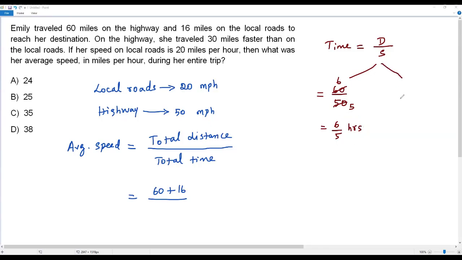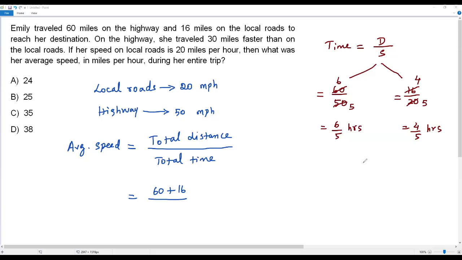Now let's find the time taken by Emily to travel on the local roads. For that, we have to divide the distance on the local roads, that is 16, by the speed on the local roads, 20 miles per hour, that is 20. For both of them the greatest common divisor is 4. 4 goes into 16 4 times and 4 goes into 20 5 times. We get 4 over 5 hours. Now I have the time on the highway, 6 over 5 hours, and the time taken to travel 16 miles on the local road, that is 4 over 5 hours.